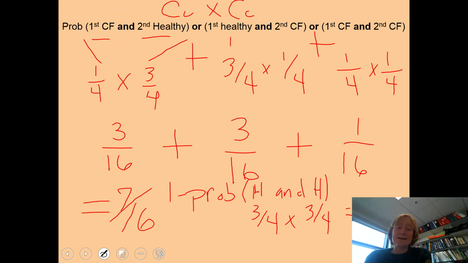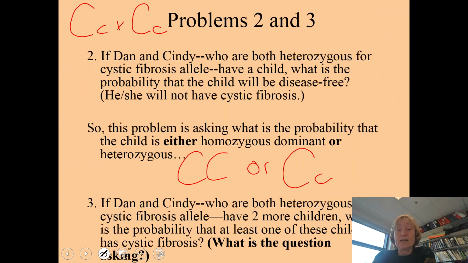What's the probability that if you have 2 children, at least one of them inherits the disease? 1 minus 9/16 equals 7/16. That was a sneaky situation. The kicker is when you're looking at problems like this problem down here, number 3, this problem did not tell us which order the children were born in. There were more than one possibility for order.